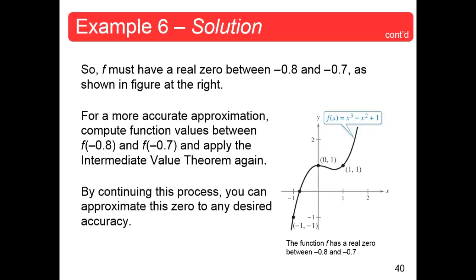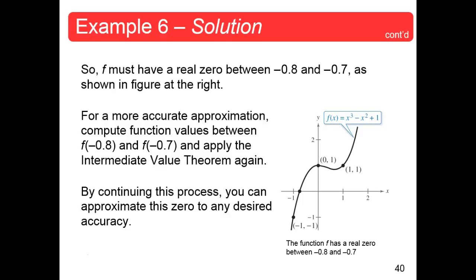Did I not go over this? Okay. For more accurate approximation, I guess I didn't. Compute the function values between f of negative 0.8 and negative 0.7. Okay? We did that. We did negative 0.75. And we applied it again. And then we went between these two. So we didn't do negative 0.8, but we went there.